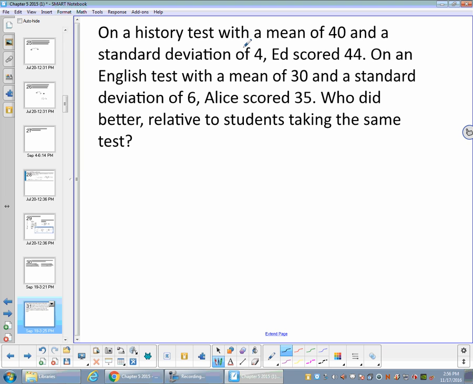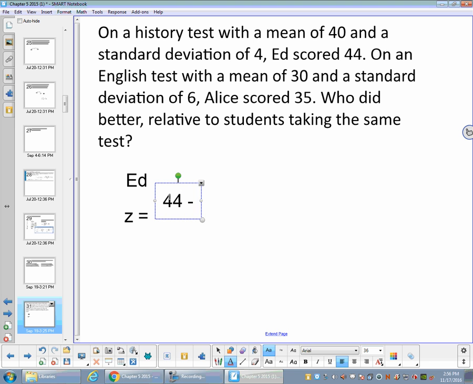For instance, on a history test with a mean of 40 and a standard deviation of 4, Ed scored a 44. On an English test with a mean of 30 and a standard deviation of 6, Alice scored a 35. Who did better relative to their peers? Well, Ed, he got a 44. If I subtract out the mean and divide by the standard deviation, he has a z-score of 1. So he scored 1 standard deviation above his peers.